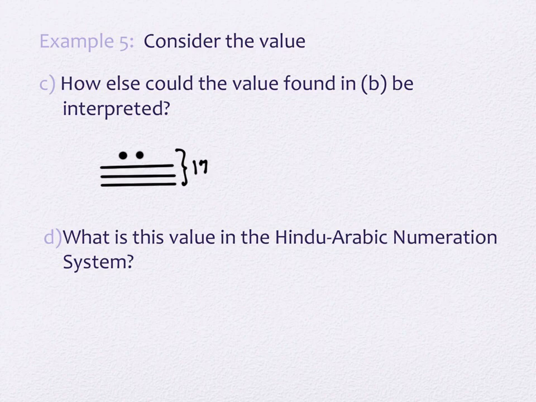It wasn't supposed to be that. But the value that we actually get says, let's see, D, what is this value in the Hindu-Arabic numeration system? So this is asking us what it should have been, right? Not what we could have misinterpreted it to be, like we did on part C, but what it should have been. So it should have been 2 dots and a line, and then 2 more lines down here, and I'll exaggerate the spacing to make sure that we understand the difference.